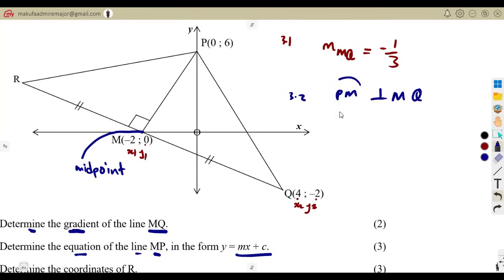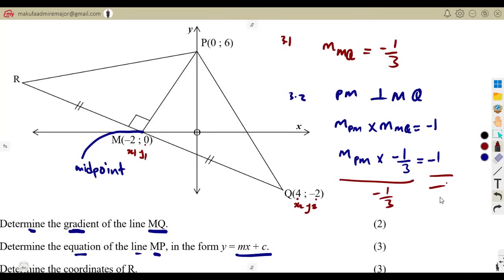The product of their gradients, the gradient of PM or MP times the gradient of MQ, must be equal to -1. Remember, for perpendicular lines, the gradient of PM times the gradient of MQ, which is the one that we calculated, minus a third, must be equal to -1. So simply divide by minus a third on both sides, so that we remove this. That's going to give us a positive 3 actually. If you divide 1 by minus a third, it is going to be 3. So the gradient of PM was going to be +3.